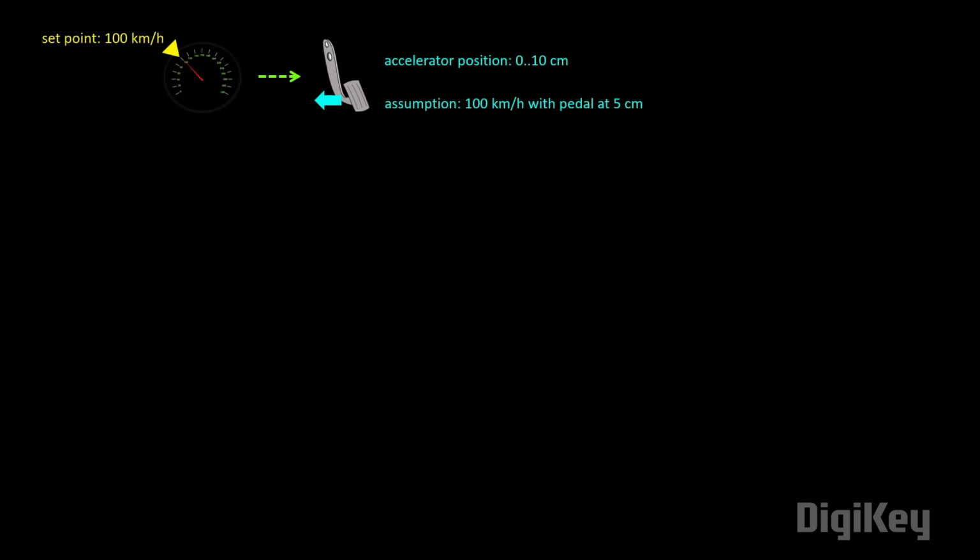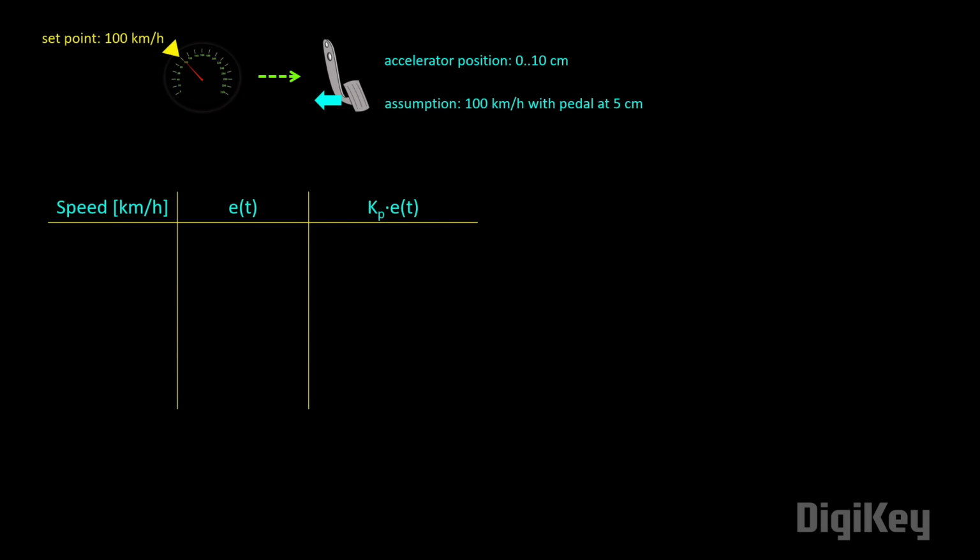Now, let's choose an initial proportional constant, say 0.1. At 0 kilometers per hour, the error is 100 kilometers per hour, and the output of our controller is 0.1 times 100 to get 10 centimeters. That's pressing the accelerator all the way in, so we will accelerate quite quickly at first. Then at 30 kilometers per hour, our error is 70.